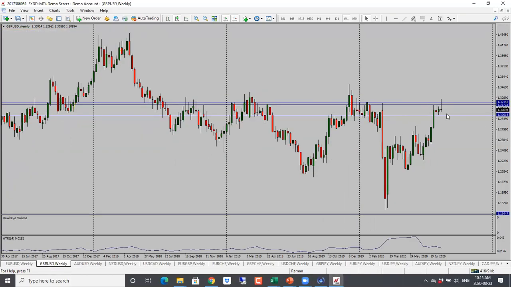Pound dollar here. Pound dollar, similarly, we see that price went into this resistance. It hasn't really been able to break it or hold above it. Did go to test it, and then it has moved back down from this. This is a strong support resistance level. As we can see, it hasn't really been broken and maintained. It did break here and then came right back the following week.